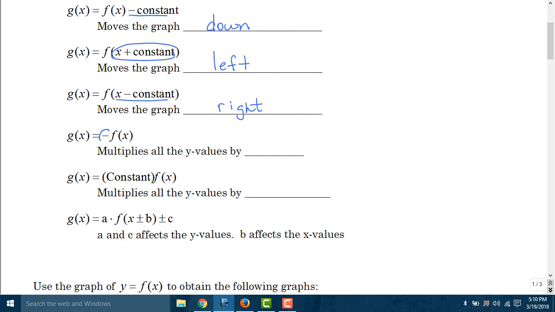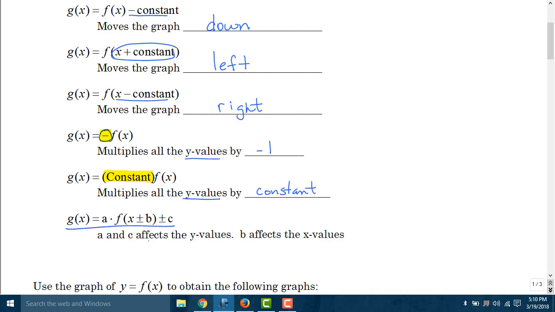When we had a negative in front, yes, we talk about it flipping it across the y-axis, but I want you to think about that it really multiplies the y values by negative 1. So what if we multiplied by a different constant besides negative 1? Then it's just going to multiply, again, the y values by whatever that constant is. So if it's a 2, it multiplies it by 2 and so forth.